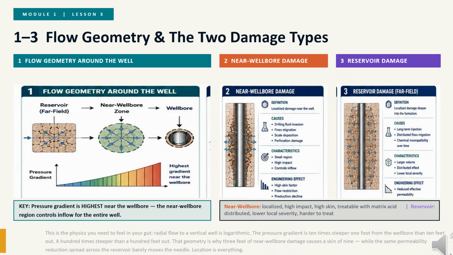So small damage near the wellbore has massive impact. Large damage far away has much less effect. Near wellbore damage sits exactly where flow is most sensitive. Reservoir damage sits where the system is more forgiving. This is why location matters more than volume. A few feet can control the entire well.